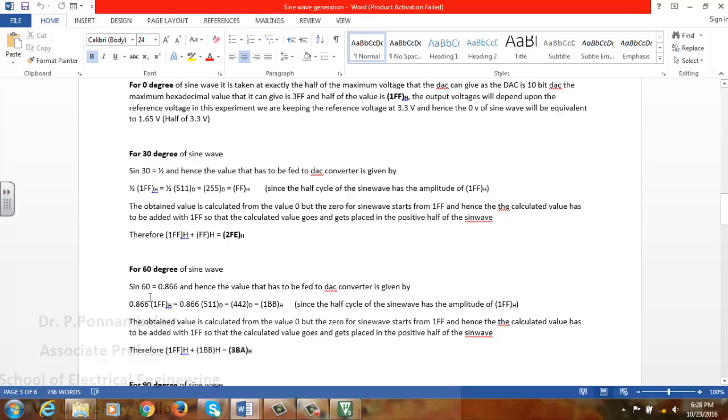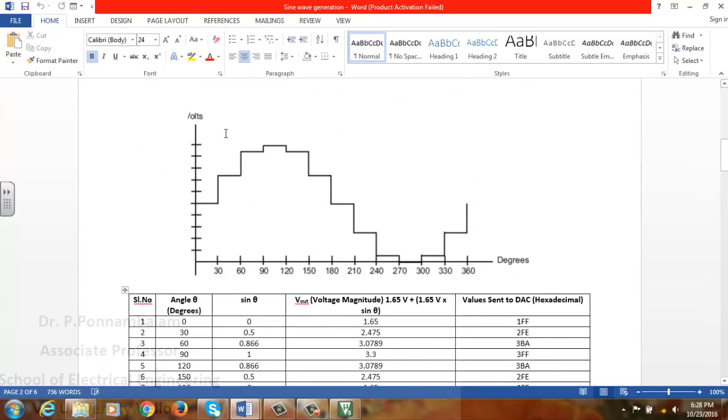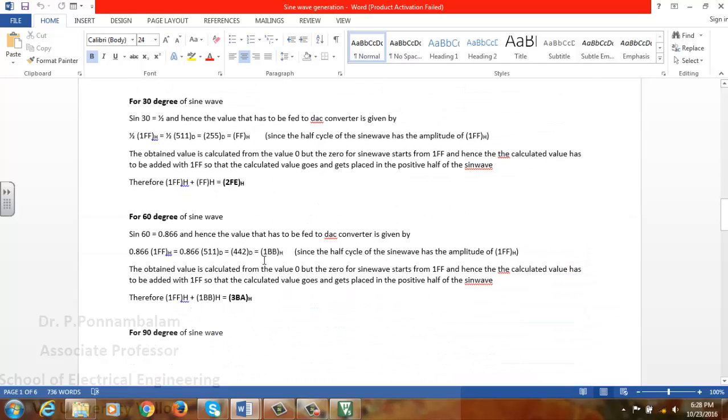Coming to 60 degree, sine 60 is 0.866. In the same way as earlier, we will have to multiply the 1FF with 0.866. To do that, we'll convert this 1FF to 511, because when you are multiplying with a fraction, it is always better to do it with decimal values, and then round it off to convert into its equivalent hexadecimal value. I have obtained it as 1BB. Again I'll have to add 1FF with this 1BB, so it is obtained as 3BA. That is for 60 degree.